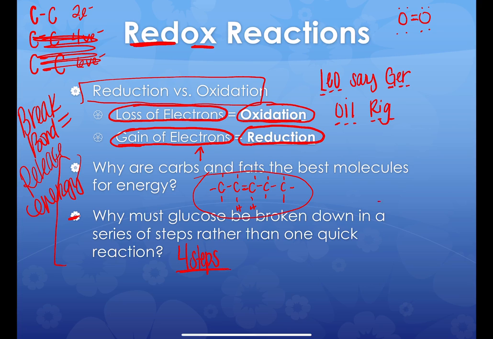And so that's kind of what's being done with glucose. Glucose has a lot of energy. But if we break it all down in one big swoop, we can't harness it. We can't capture it. It's too much to use. Okay? So instead, glucose is broken down in a series of steps.